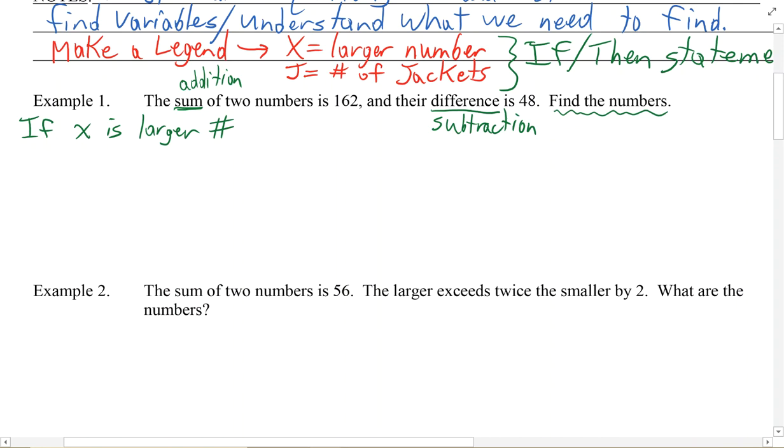So I just write some shorthand to help me. So that's the if statement. If that is true, then what would Y have to be? Y is the smaller.